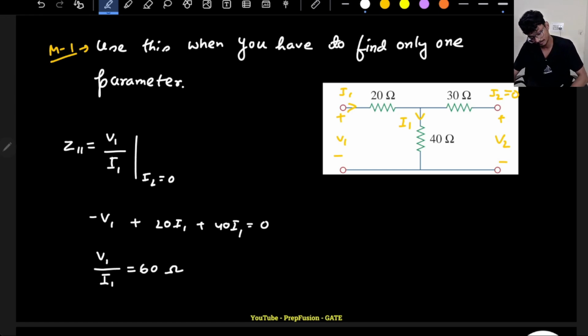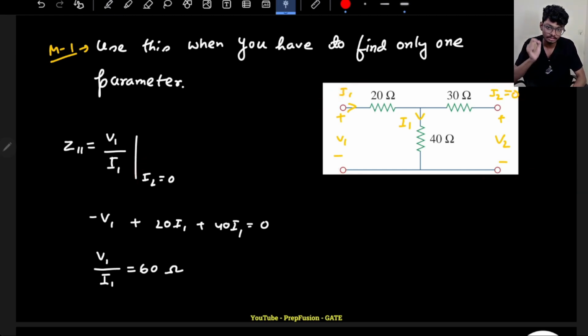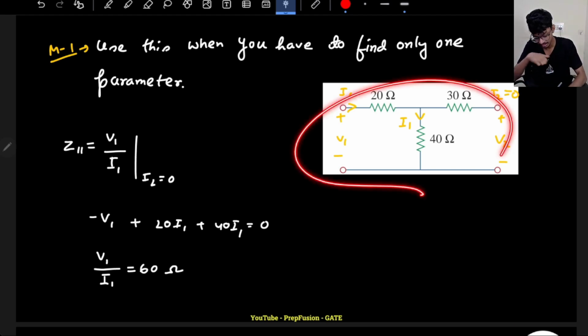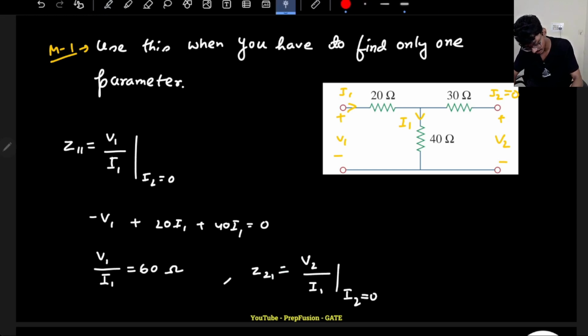Now, if I am making I2 equal to 0 in the same circuit, let's find out the Z21, because that also has a condition of I2 equal to 0. I don't want to redraw my circuit again. In the same circuit I want to find Z21. So what is Z21? It is V2 upon I1 with I2 equal to 0, the same condition.